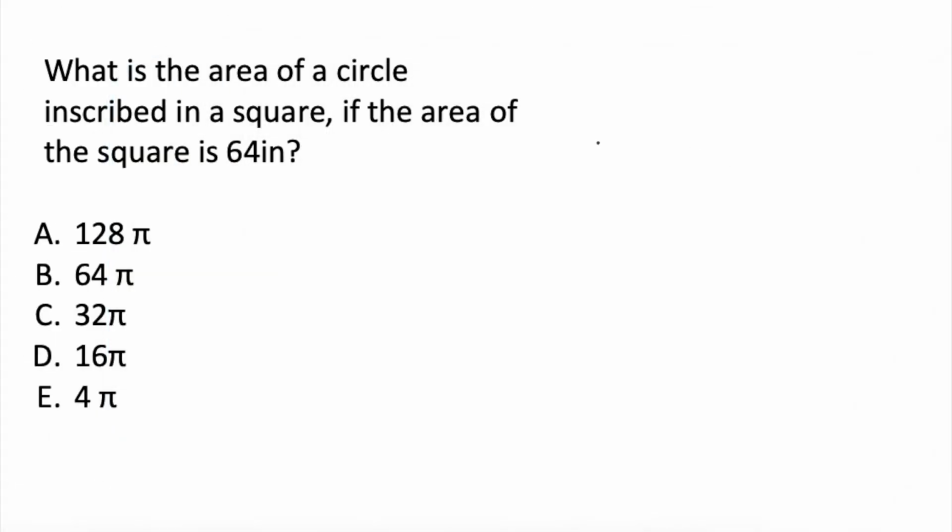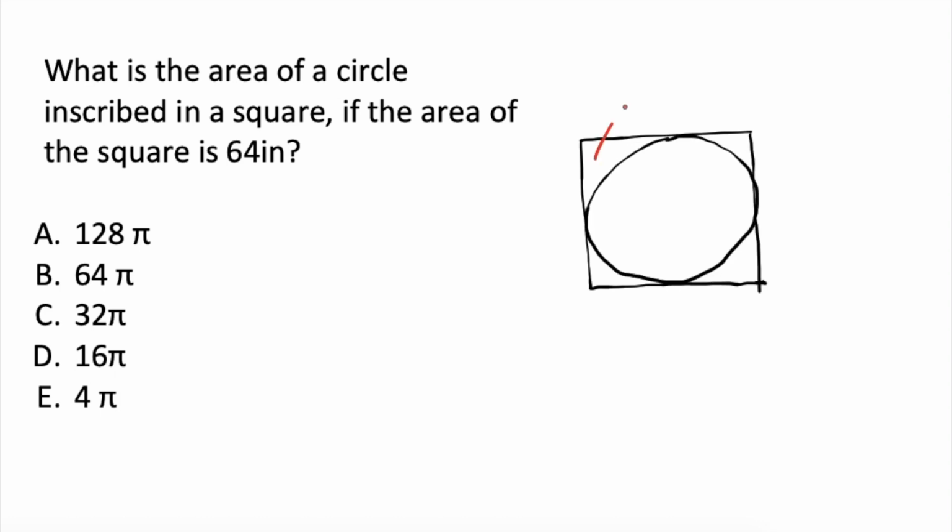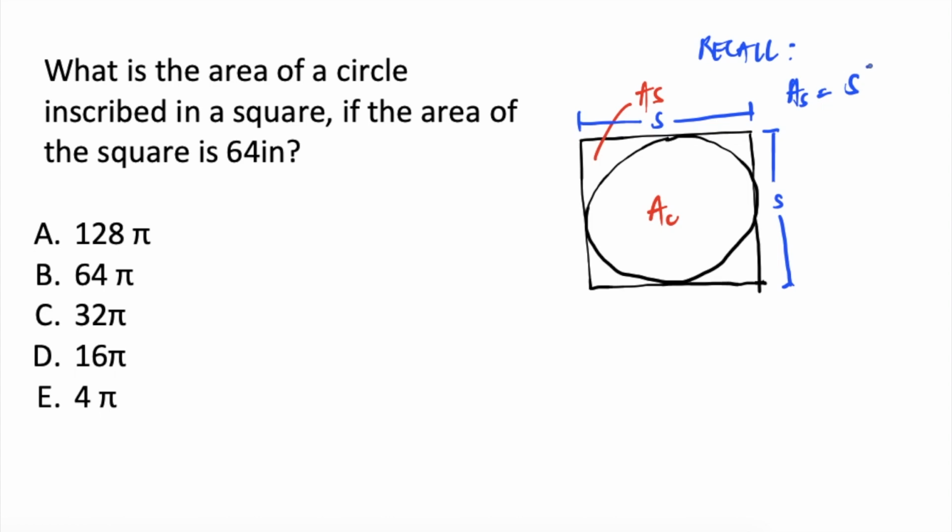What is the area of a circle inscribed in a square if the area of the square is 64 inches squared? So kapag sinabi nating circle inscribed in a square, ang circle natin ang nasa loob ng square. So meron tayo nito. Let's say yung sides ng ating square has length S. To solve for the area, we will use the formula area of the square is equal to S squared.